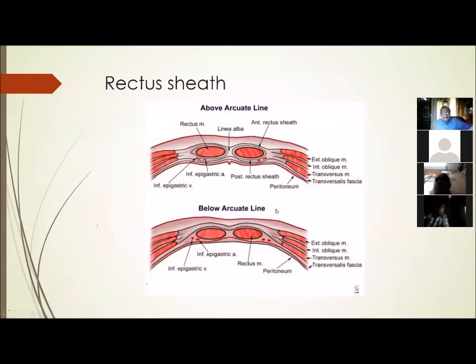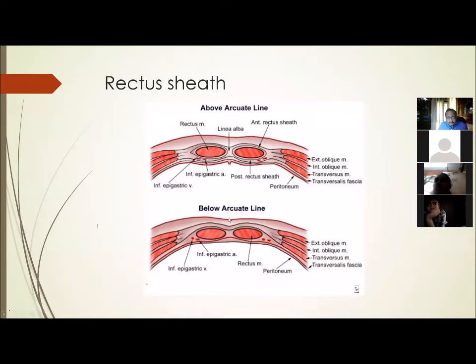Now, coming back to the vessels. Now, look at this particular area. I was telling you these vessels lie anterior to the posterior layer of the sheath. Now, see, this is the sheath. Can you see the sheath? And see the vessels. So above the arcuate line, you'll find the vessels situated between the muscle and the sheath.